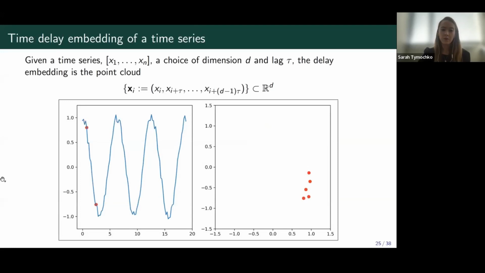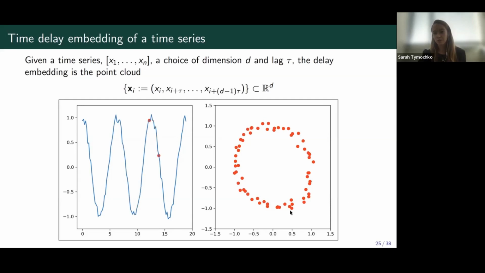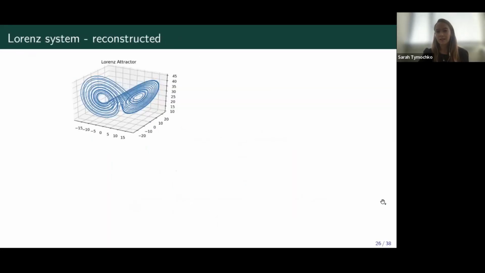And if we were to move those points along the time series, each one of those movements gives us a new point in our point cloud. We can see that moving through this periodic time series gives us a circular feature in our point cloud. So in this simple example, this is getting from our time series to our point clouds. And the time delay embedding, if you're not familiar with it, is a really powerful tool in the dynamical systems literature, coming from the work of Takens and Whitney.